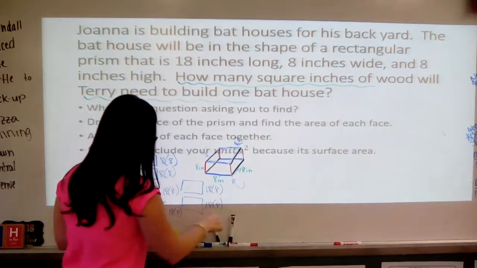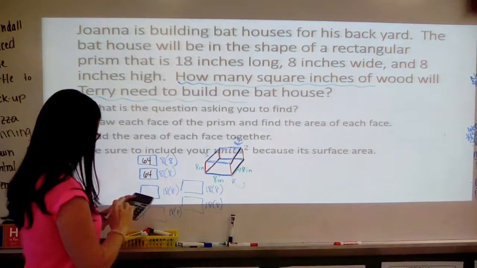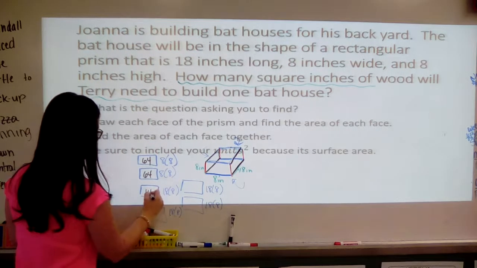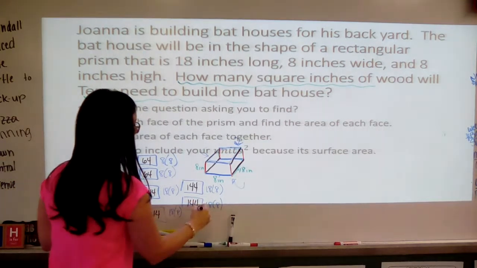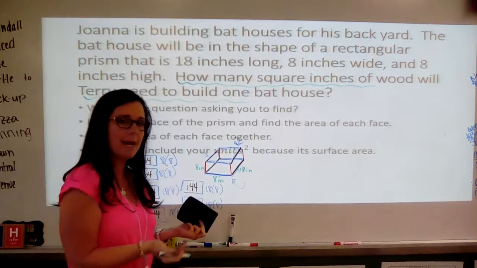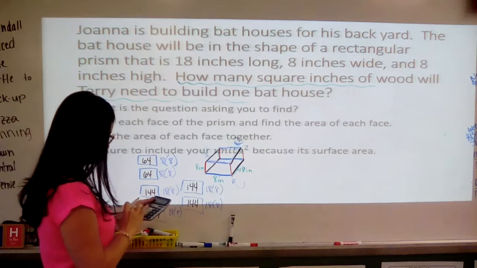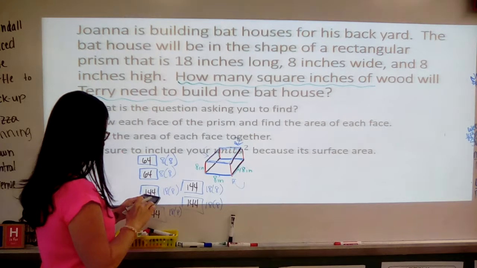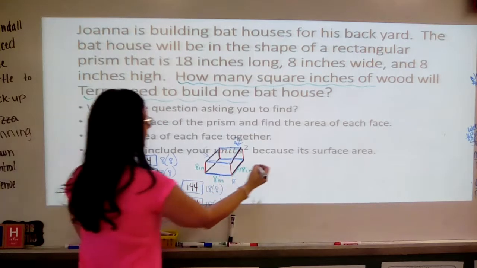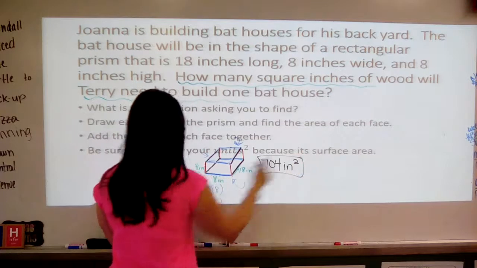Now I'm going to find the area of each of these. So I have a 64, and 144 will be all of my other sides. Once I know the area of each face of my rectangular prism, or my bat house, I'm going to add them all together to figure out how much wood it's going to take to build them. I should end up with 704 inches squared of wood.